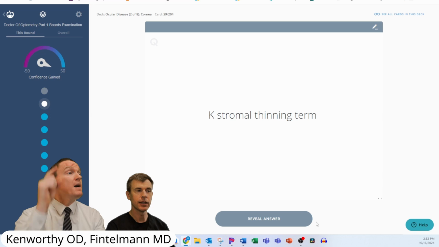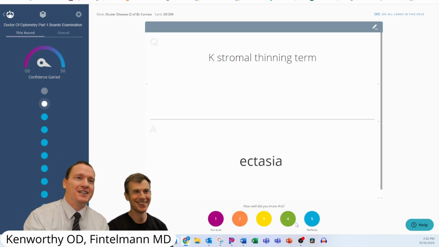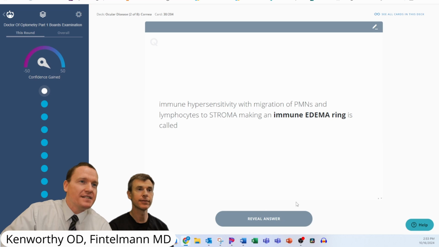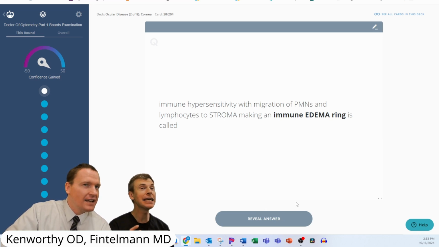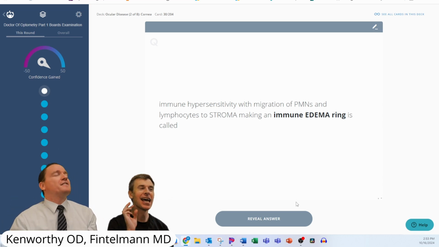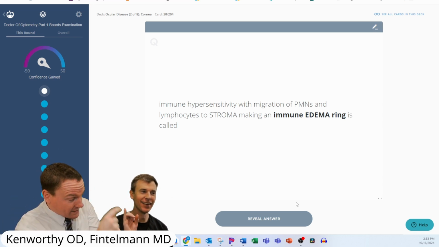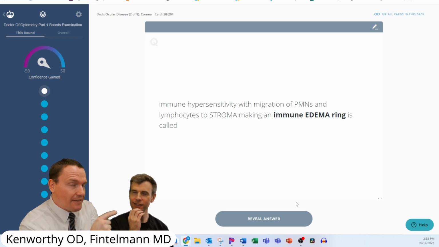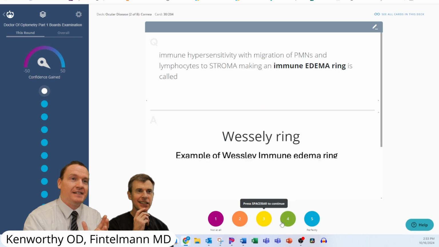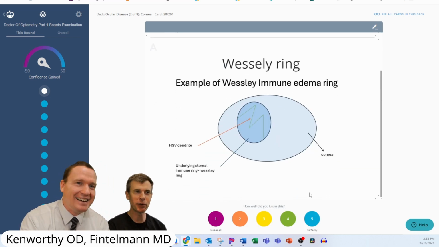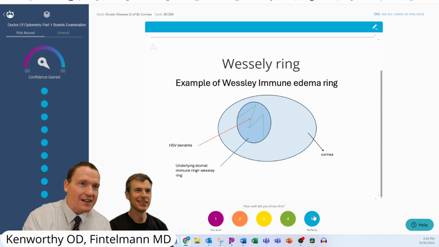Corneal stromal thinning term: ectasia. Don't miss that one. Immune hypersensitivity with migration of PMNs and lymphocytes, making an immune edema. The ring is called... Wait, no, I know this. Wesley immune ring. I would have said Weiss, but Wesley sounds better. I just know it starts with a W. It's got to be a Wesley. Oh yes, a Wesley immune ring. I would have called it a Weiss immune ring, and would have been wrong. I love these questions. Let's get a few more.